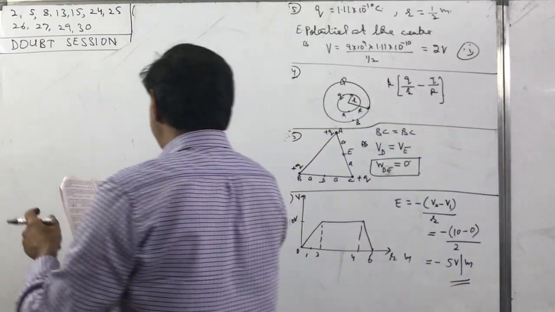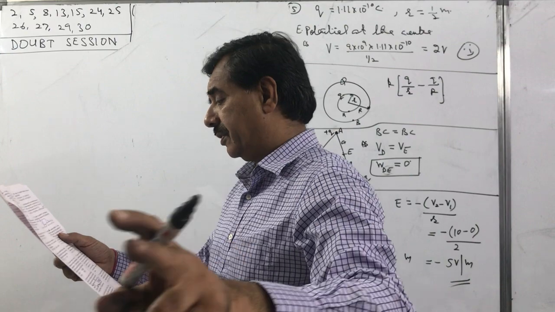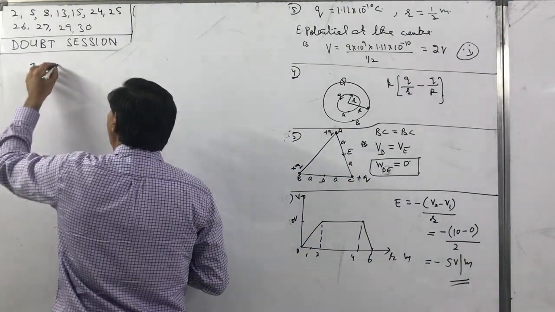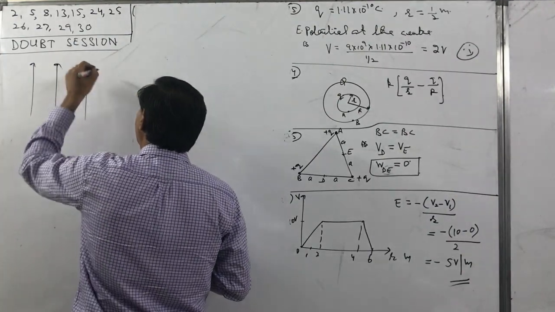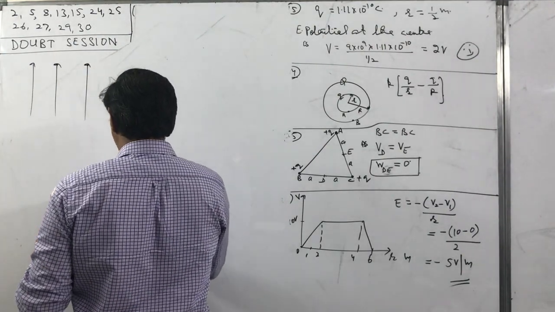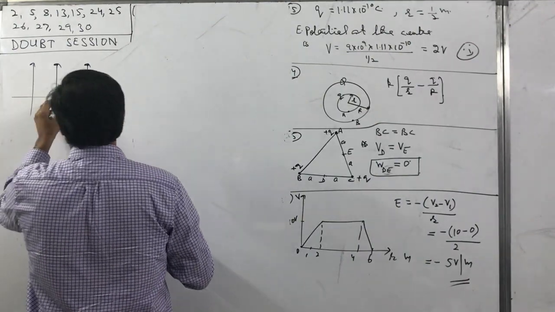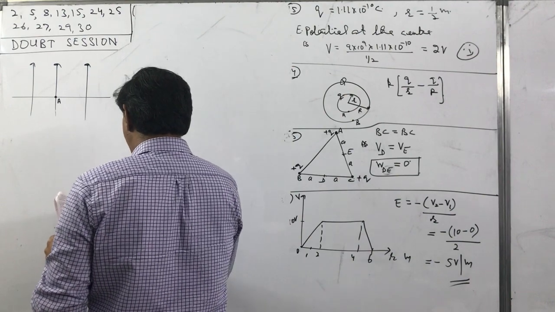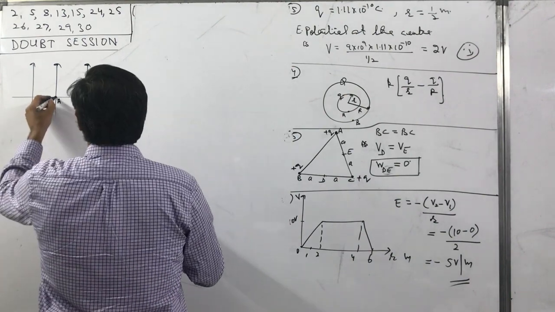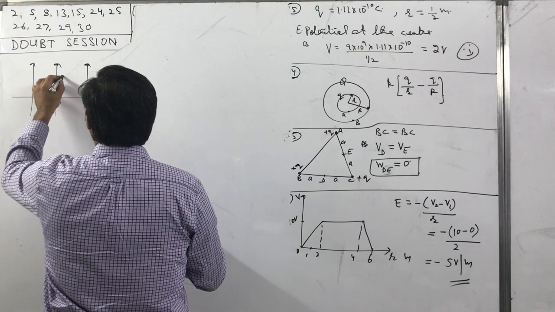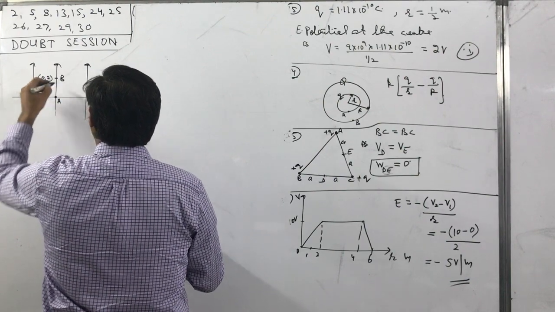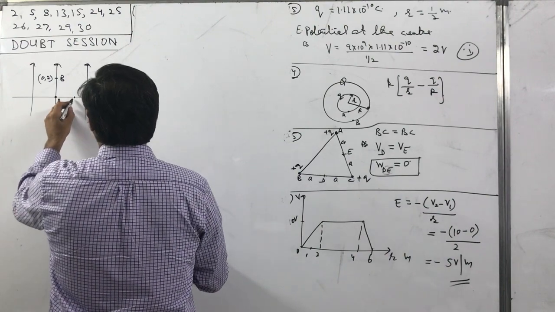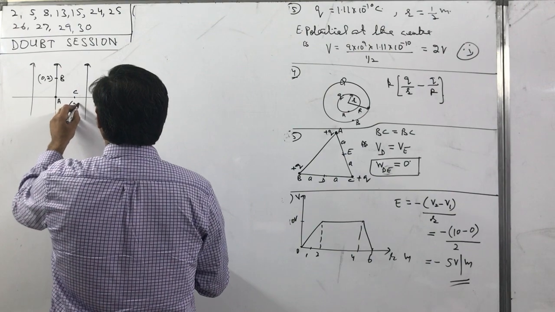An electric field is spread uniformly along the y-axis. Consider a point A as the origin. This is the point A. The coordinates of point B are 0, 2. This is the point B. The coordinates of point C are 2, 0. This is the point C.